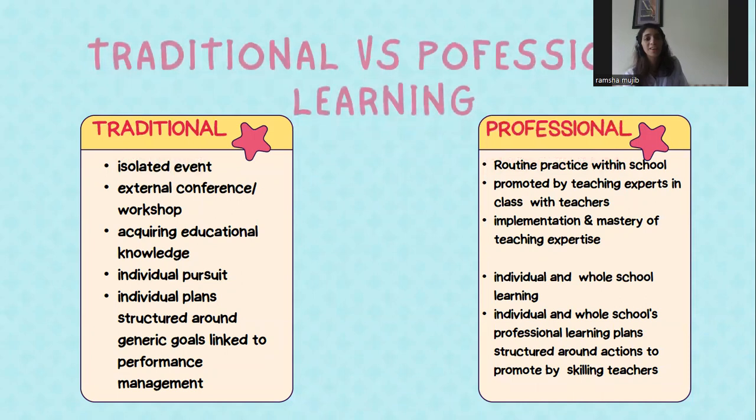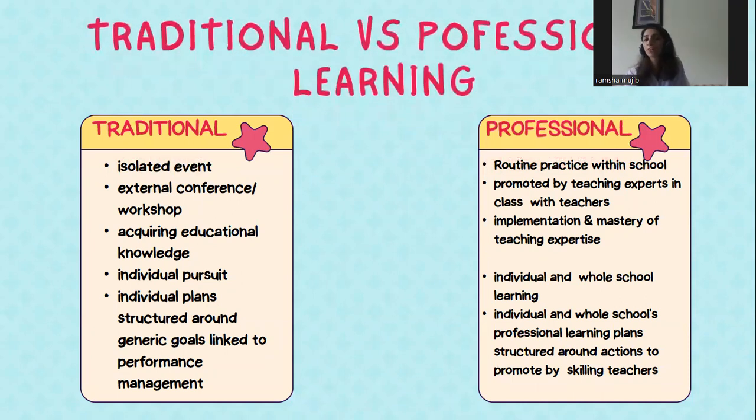Now the argument comes in that traditionally also there used to be professional learning. Now, what difference exists in professional learning of contemporary times? How is learning of contemporary times different from traditional learning? You see, initially, learning was only supposed to be an isolated event where the teachers used to go to attend an external conference or a workshop, and they used to come back with their educational knowledge, and it's only an individual pursuit. A particular teacher was only eager to learn a particular technique or a learning strategy in order to see his or her progress, or in order to implement it in his or her class.